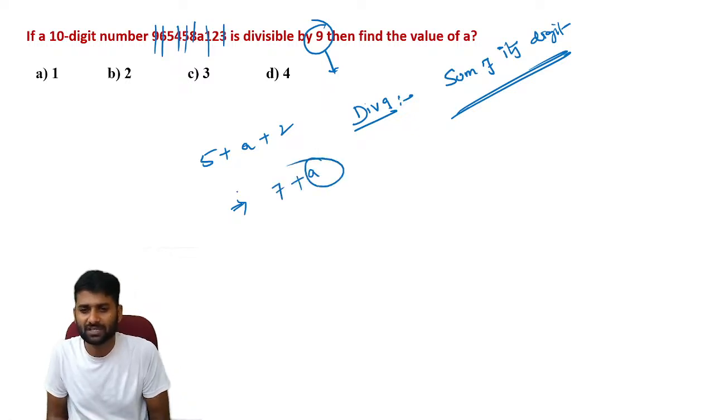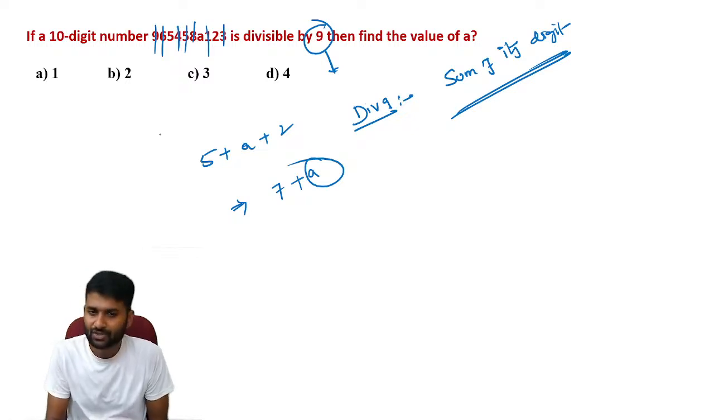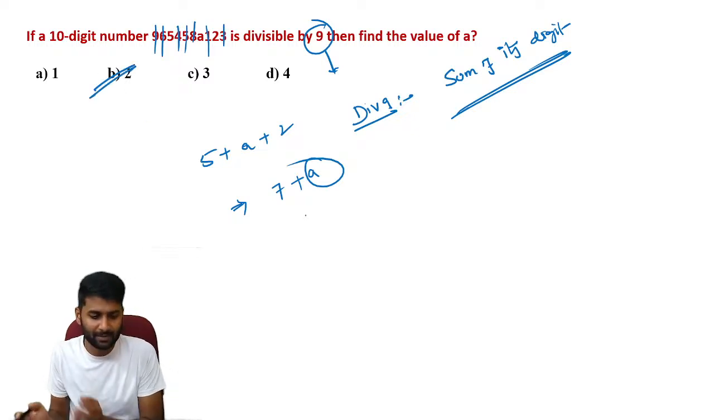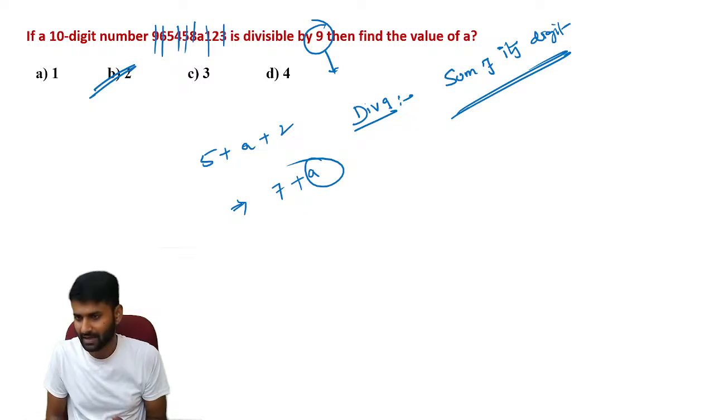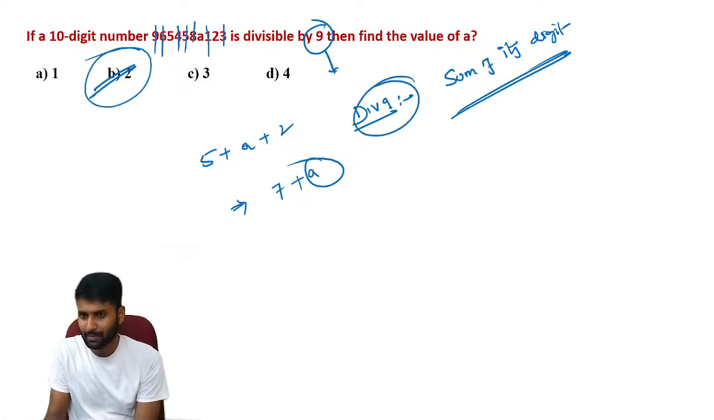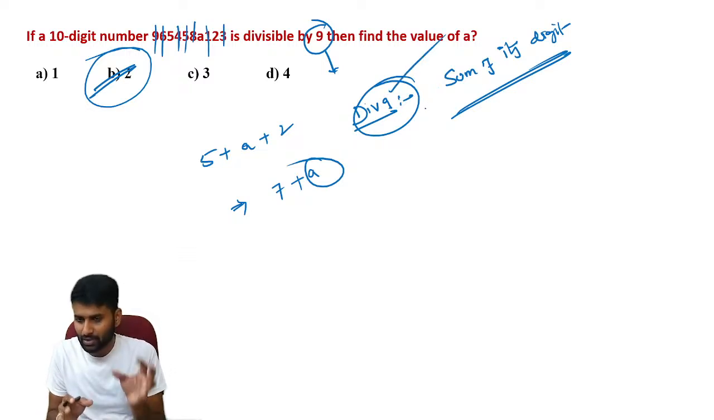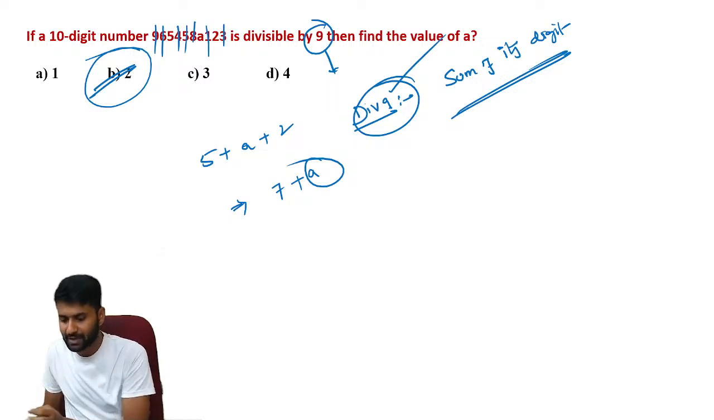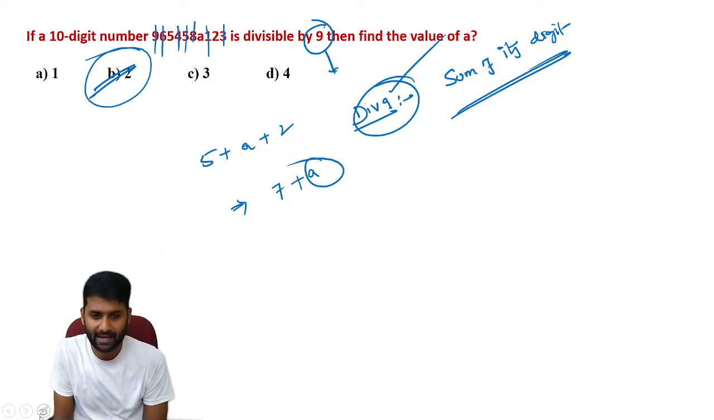Now here the question, what is the value we should replace for A? So definitely it is 2. Why? Because 7 plus 2 is equal to 9, and 9 is divisible by 9. According to this property, here the A value is equal to 2. Remember guys, divisibility by 9 says that if the sum of the digits of any number is divisible by 9, then the entire number is divisible by 9.